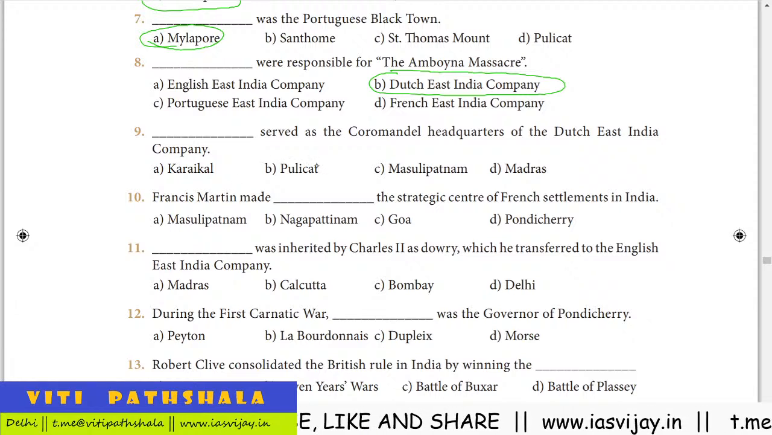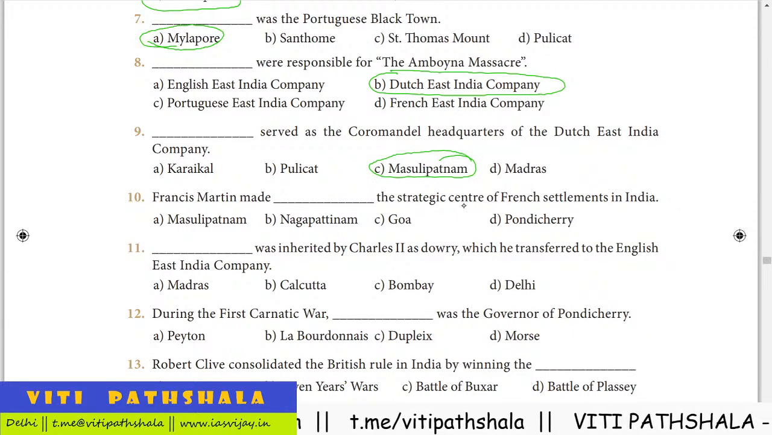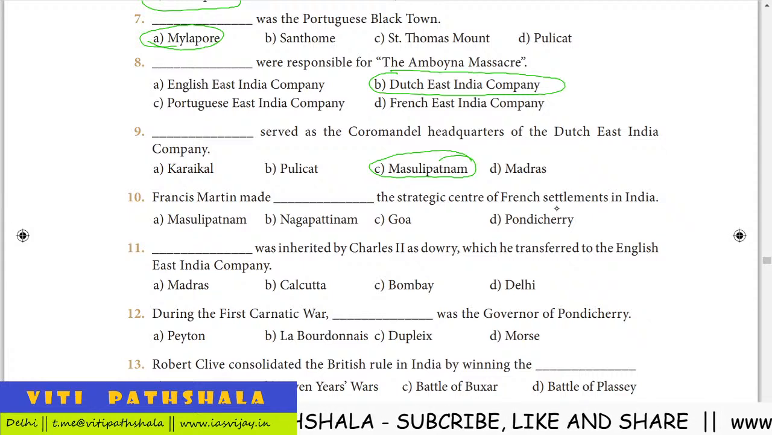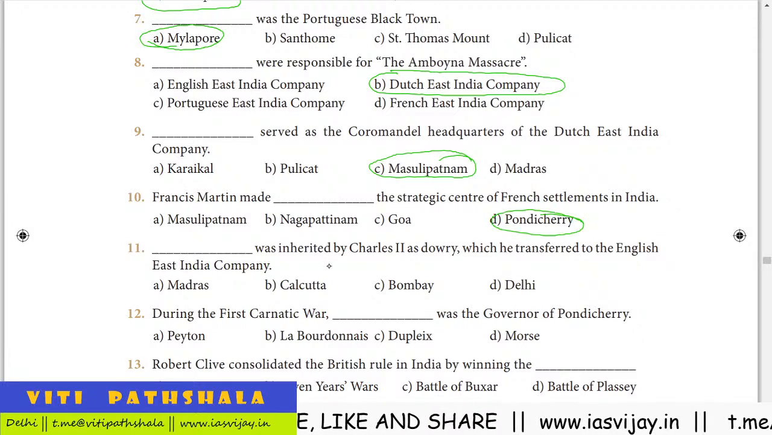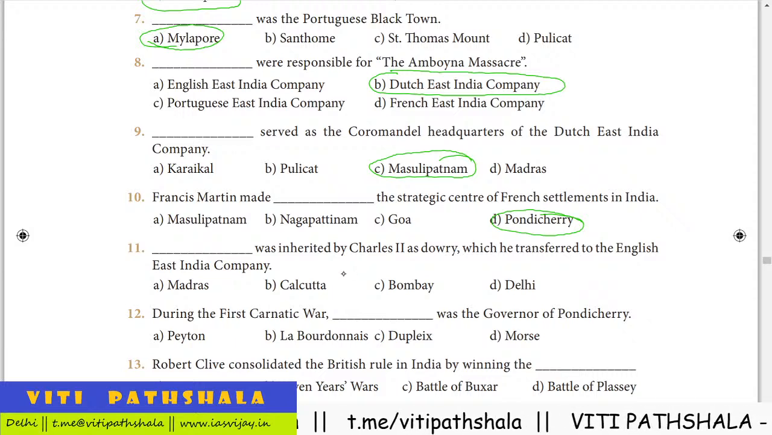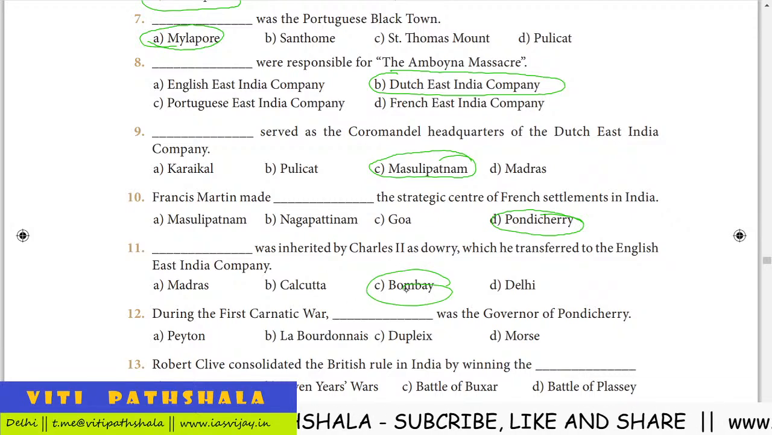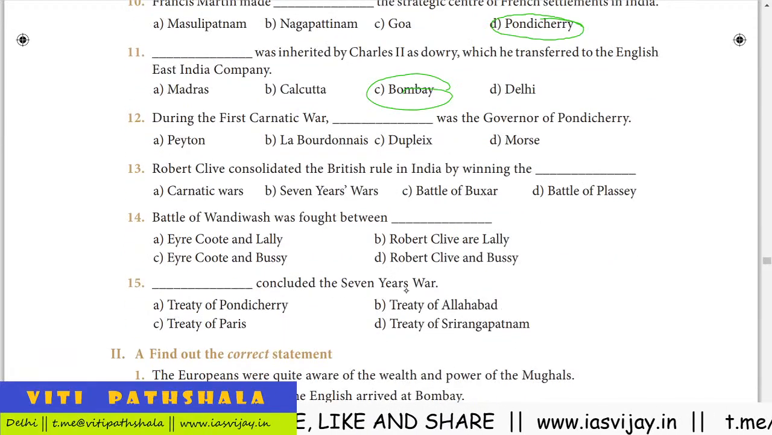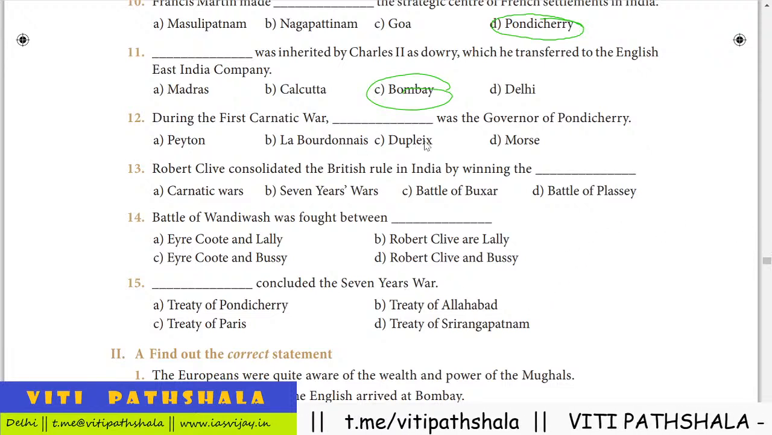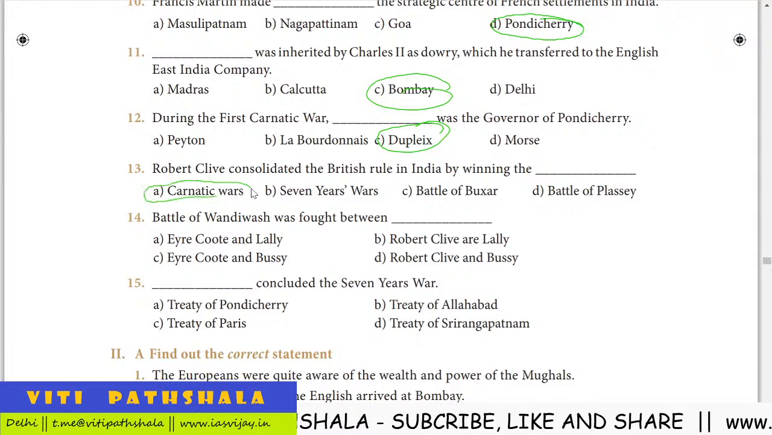Now Dash served as the headquarter Masulipatanam. Francis Martin made the strategic center for the French settlement in India. Pondicherry. Dash was inherited by Charles II as the dowry. During the first Carnatic War, Dash was the governor of Pondicherry. Duplex. Robert Clive consolidated the British rule in winning the Carnatic Wars.